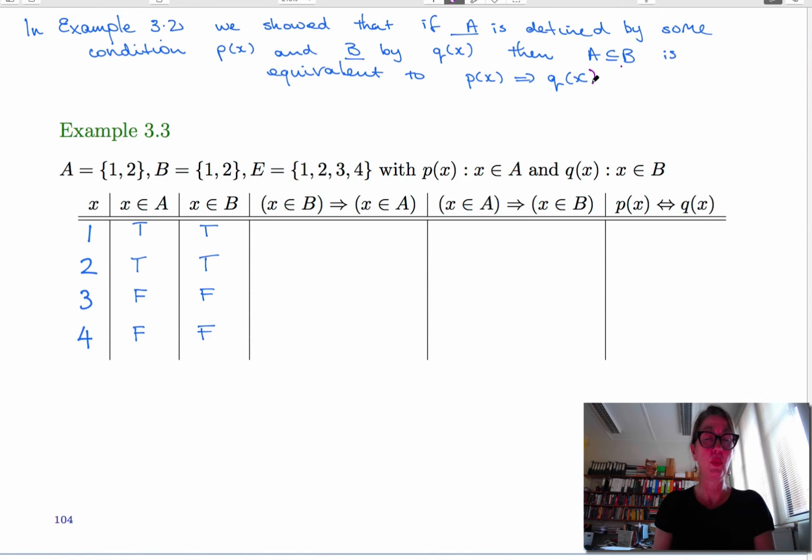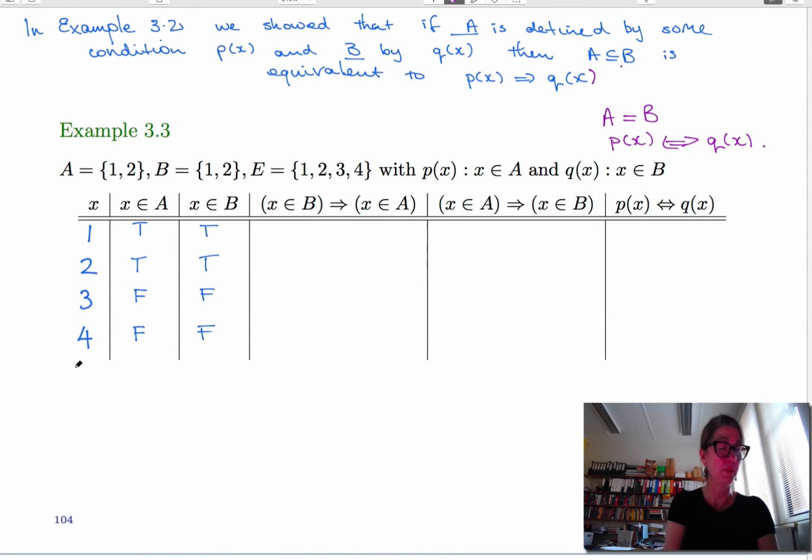In this example, we're just going to show that if we've got the same condition, so in this example we've got some bigger set E, we've got a set A and a set B, the condition P of X is going to define the set of elements that are in A, Q of X is defining the set of elements that are in B, and what we're trying to show here is that if we've got the two sets A and B being equal, then that's equivalent to saying P of X if and only if Q of X. So we set up this kind of table.